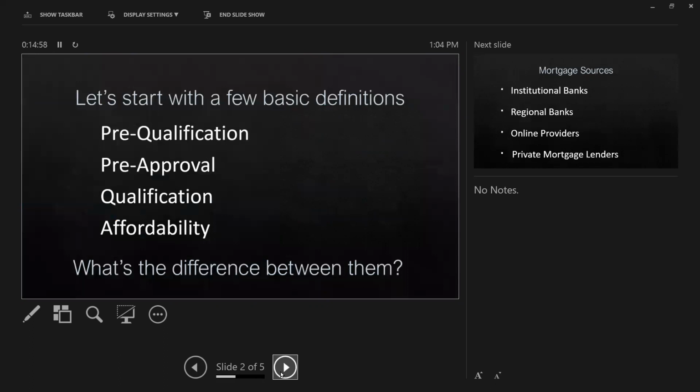All right, so let's start with a few basic definitions. Pre-qualification, pre-approval, qualification, and affordability. These are all similar sounding in certain respects and are often confused. So I thought a good place to start is to understand these definitions in context so that we can use the right terminology and have a proper understanding.